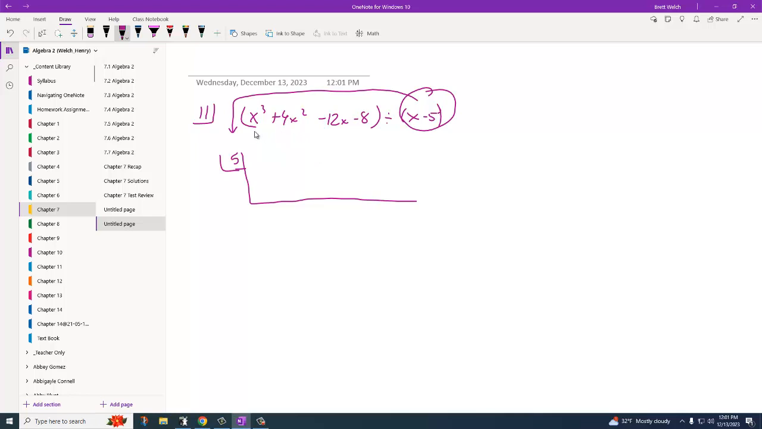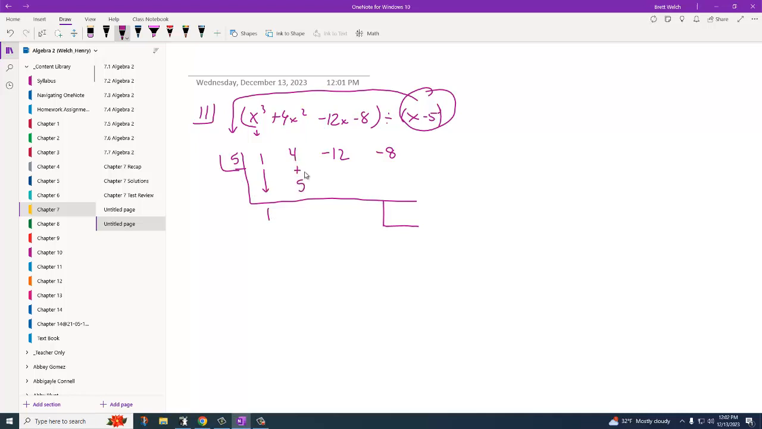The numbers across the top come from our terms here. X to the 3rd is 1x to the 3rd. X squared is 4x squared. The regular x is a -12, and the constant at the end is -8. With a box to catch my remainder, I can go through the process. The first number always drops straight down. 5 times 1 is 5.